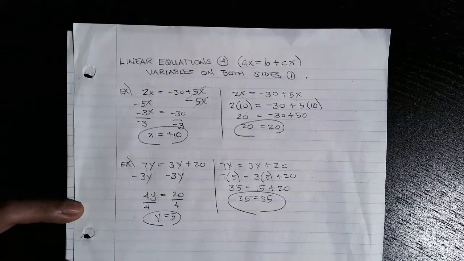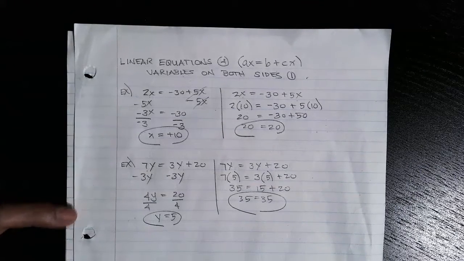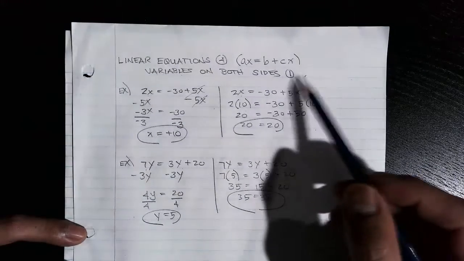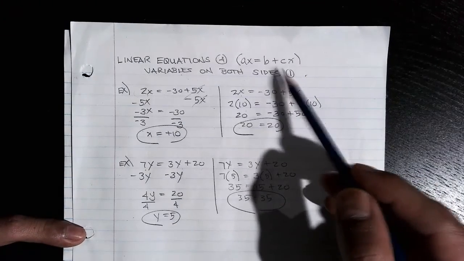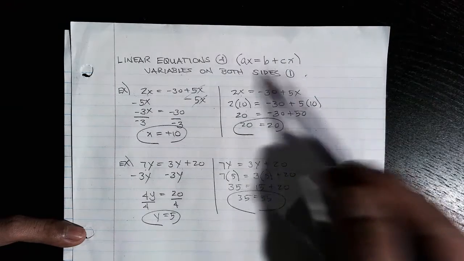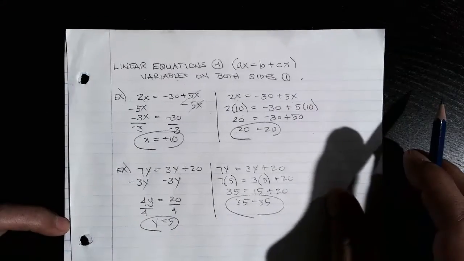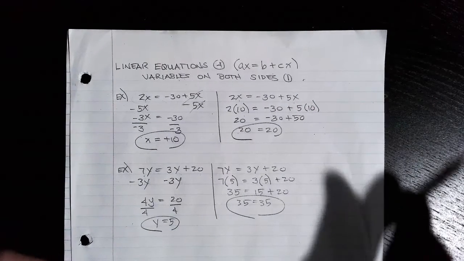Okay? That's really all there is to linear equations 4. But linear equations 5 really isn't very different. It just has numbers and variables on both sides. So stand by for that. That'll be coming up soon. Good luck with this one.